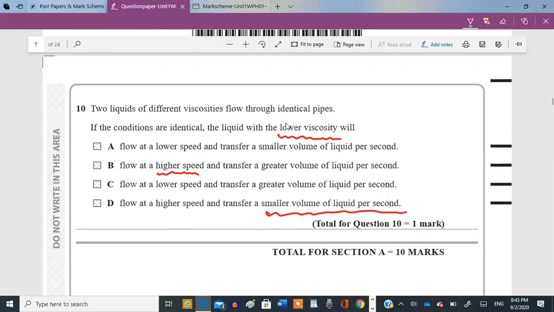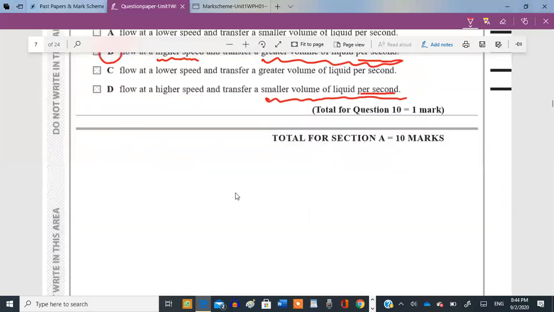So first of all, its viscosity is less, which means it will flow at a faster speed, not at a slower speed. If it is flowing at a faster speed, then of course the volume per second also refers to the speed, right? The flow of volume per second also indirectly means speed. So if the speed is higher, then obviously the volume of liquid per second transferred will also be higher. So B is the answer.